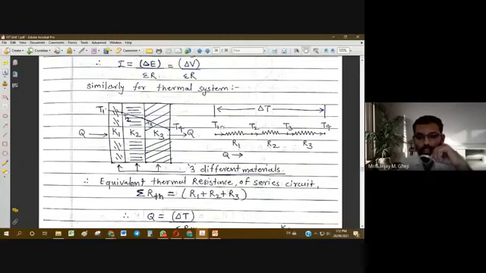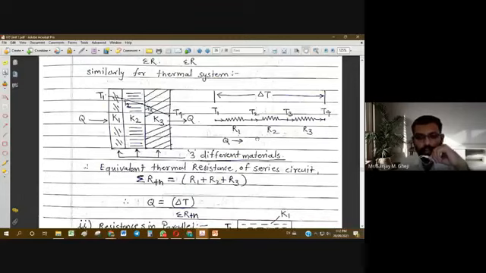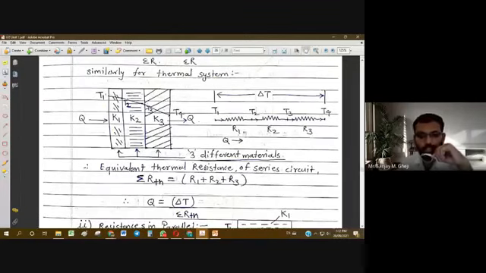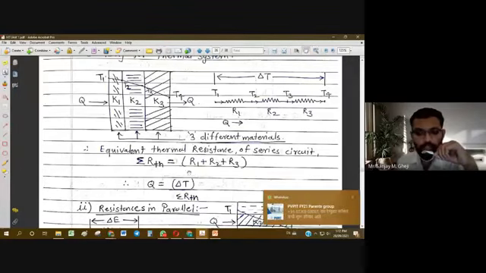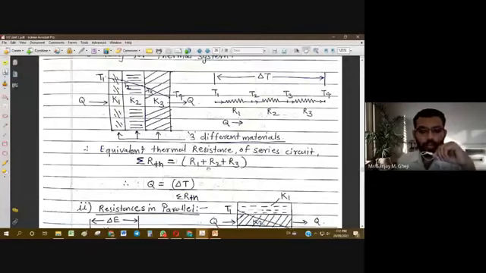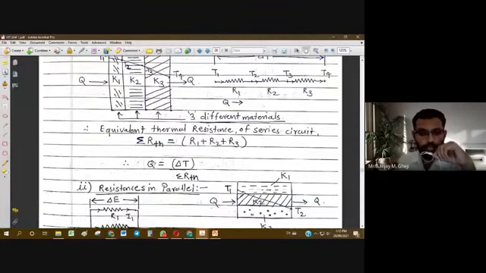Temperature difference delta T is from T1 to T4, and the same heat flows through this thermal circuit, or through all these materials in combination. So total thermal resistance will be the sum of these three resistances in series. So summation R thermal is equal to R1 plus R2 plus R3. So we can find the rate of heat flow by electrical analogy. So Q equals delta T upon summation R thermal.